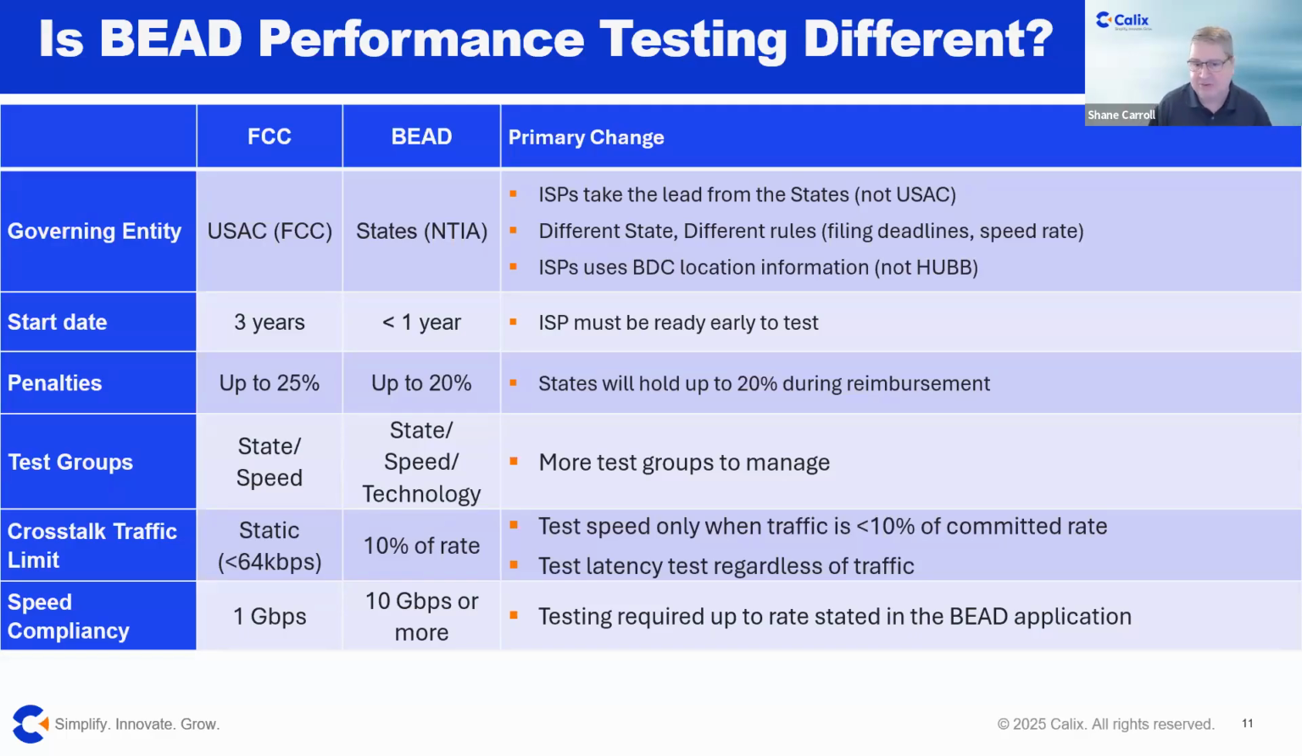And as Greg said, the ISPs use the BDC location, not the hub like we did with the USAC data. So with this, you're going to have a different way of filing, a different way of systematically looking at it, and all the different pieces. So there's just different rules. They're all completing the same pieces, but there are slightly different entities doing it.